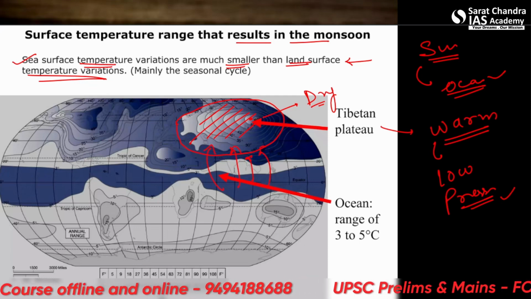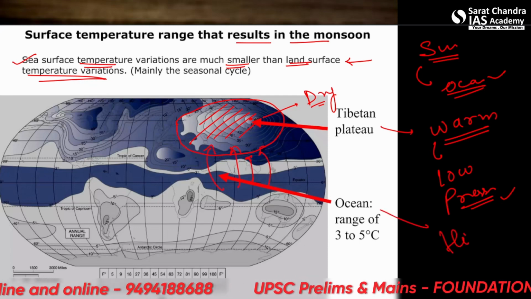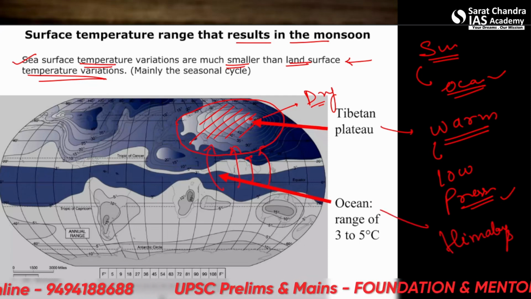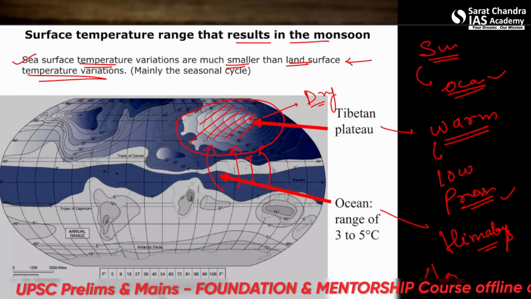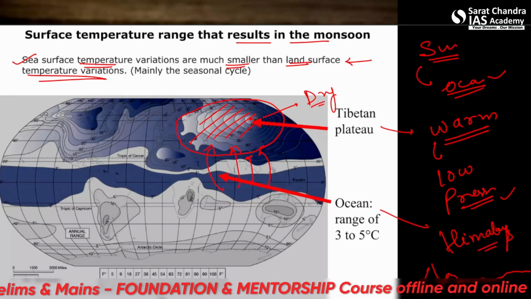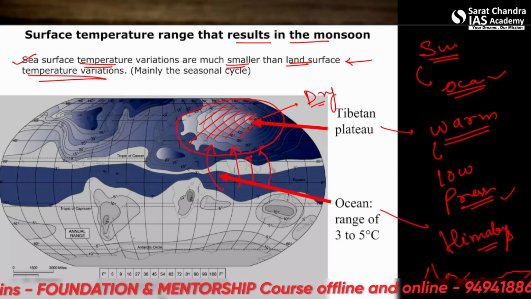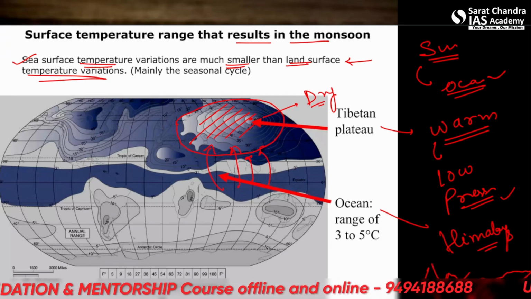And the Tibetan plateau is rather higher than the Himalayas. All right, the Himalayas are like this, the four mountains, and the Tibetan plateau is like this. It's a whole plateau, not a mountain, but its general elevation is rather higher.